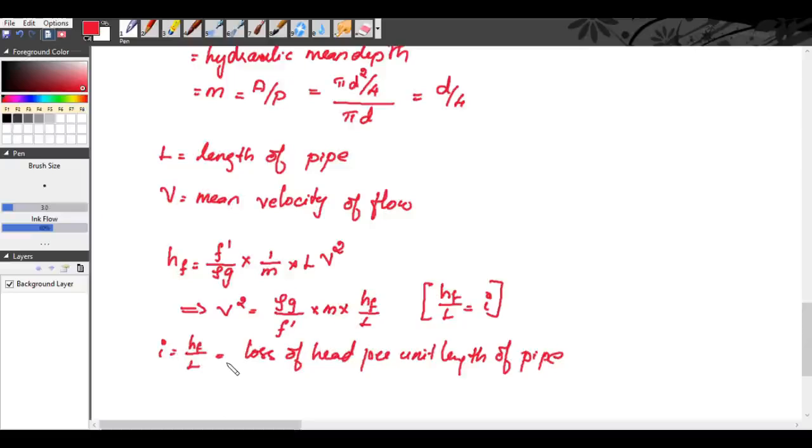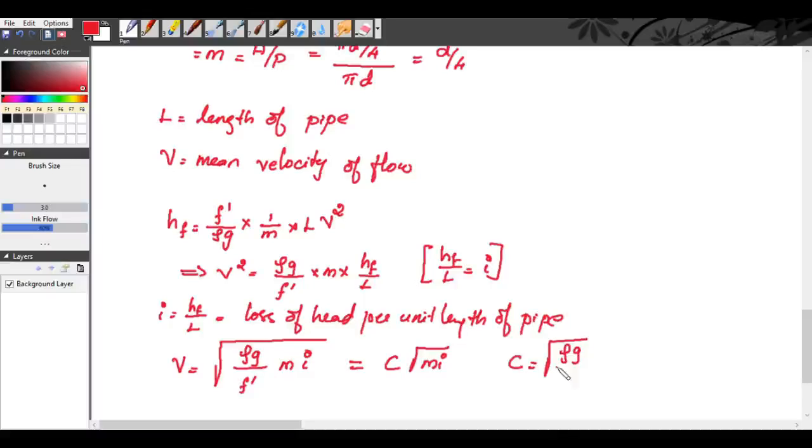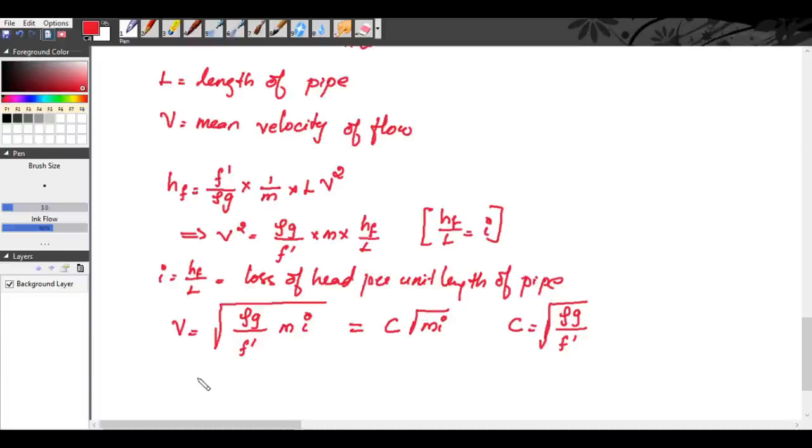So substituting the values, we get V is equal to square root of rho G by F dash M into I. Now we will consider this square root of rho G by F dash as C. So it is C into root of MI, where C is equal to square root of rho G by F dash. This C is called Chezy's constant. So the Chezy's formula is velocity of flow is equal to C into root of MI.